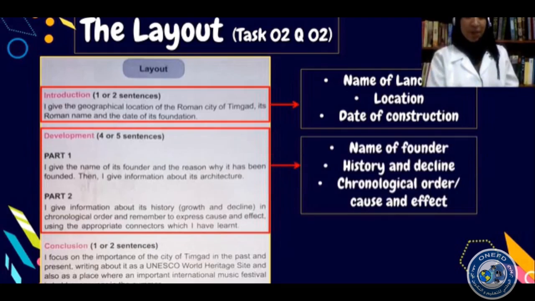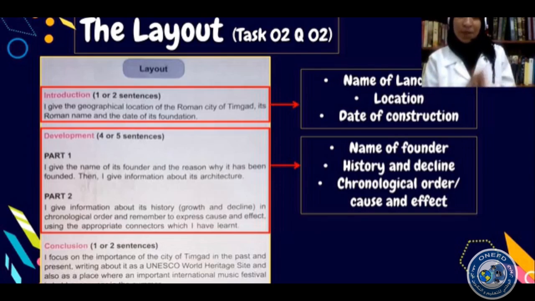Next, in the development, part 1, I give the name of its founder and the reason why it has been founded. Then I give information about its architecture. Part 2, I give information about its history, growth and decline in chronological order, and remember to express cause and effect using the appropriate connectors which I have learned.